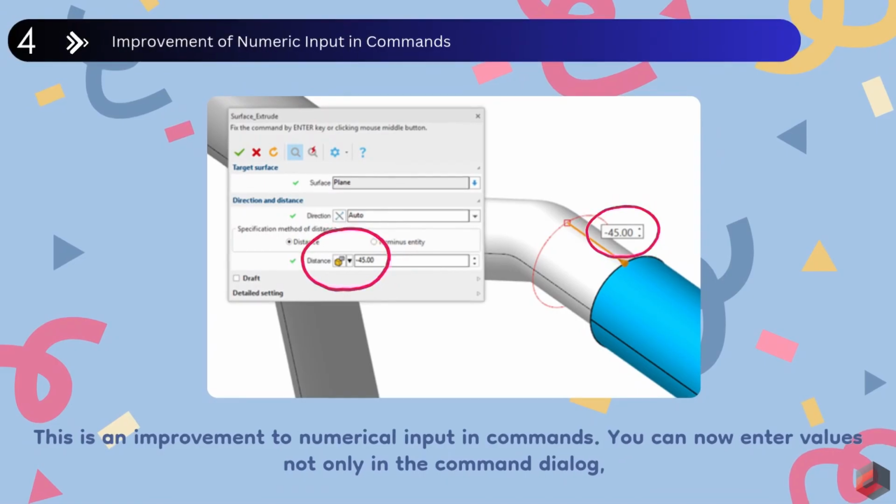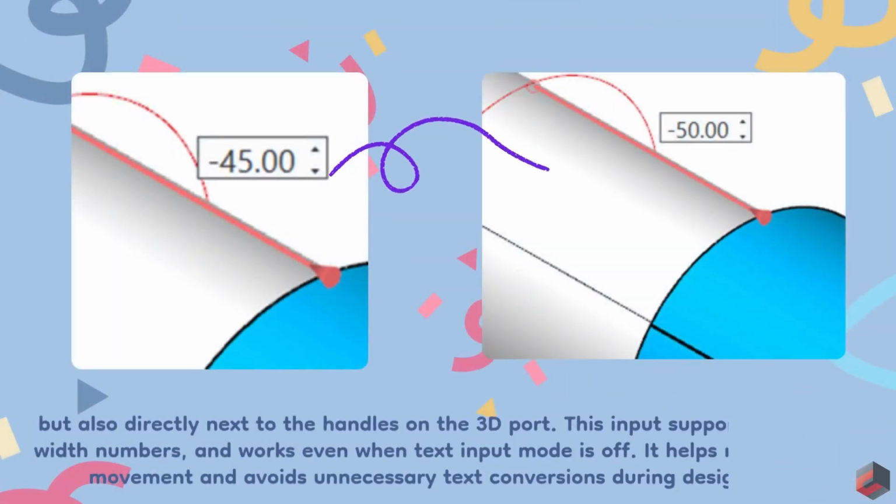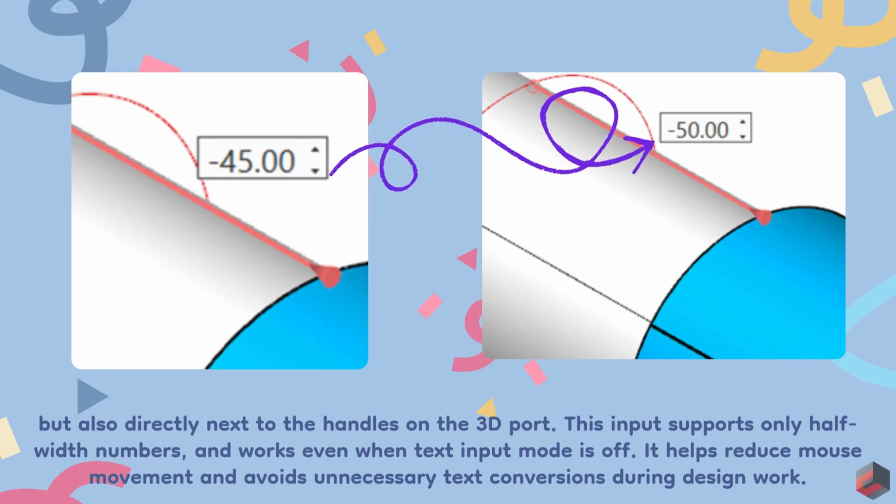This is an improvement to numerical input in commands. You can now enter values not only in the command dialog, but also directly next to the handles on the 3D port. This input supports only half-width numbers and works even when text input mode is off. It helps reduce mouse movement and avoids unnecessary text conversions during design work.